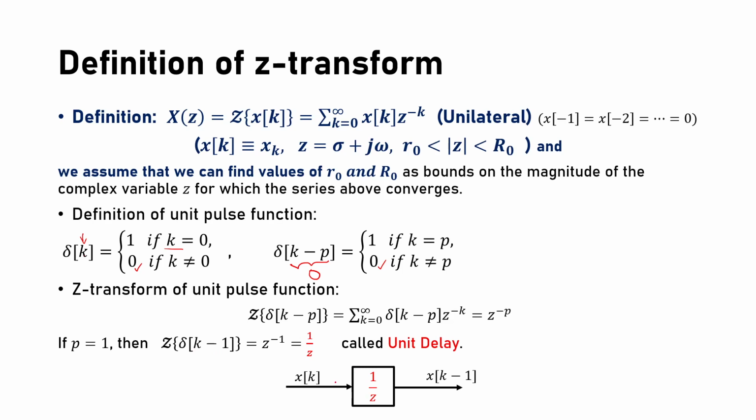This is how you interpret the Z transform as a transfer function. You have Z of k here, and then you have a unit delay here. Then the output is the memory at the previous time step, or the previous index k.